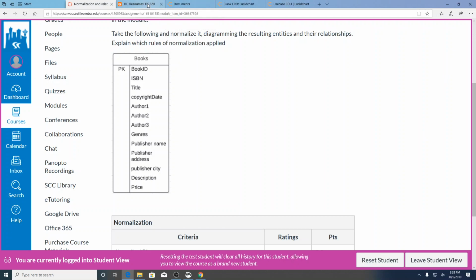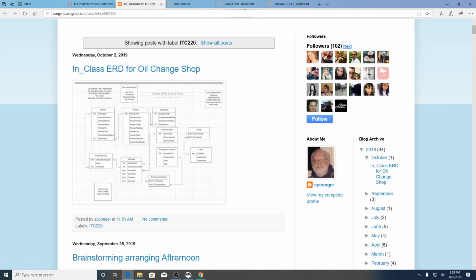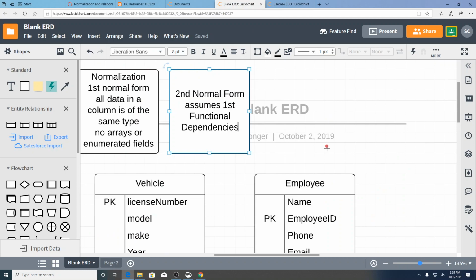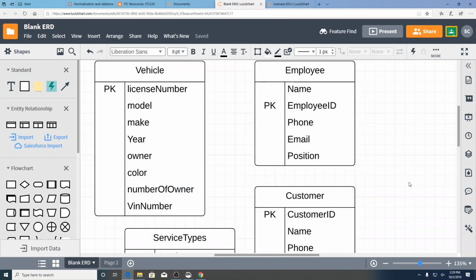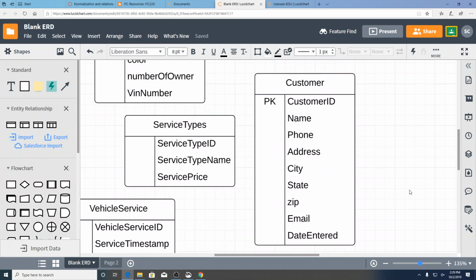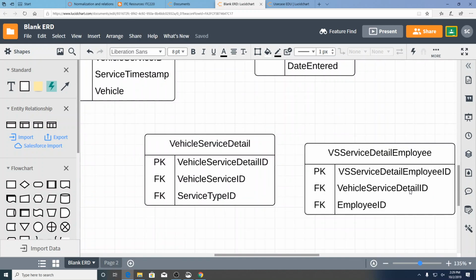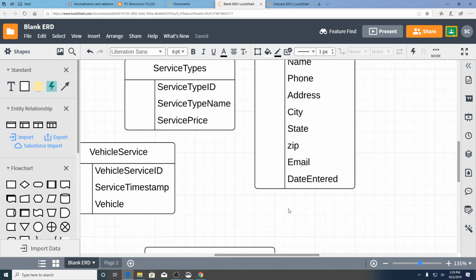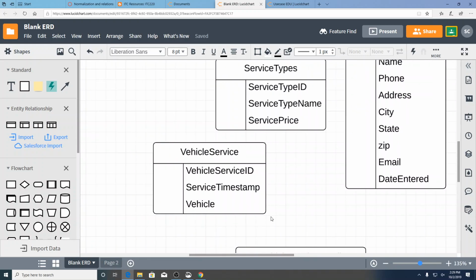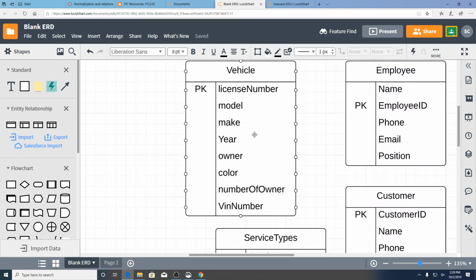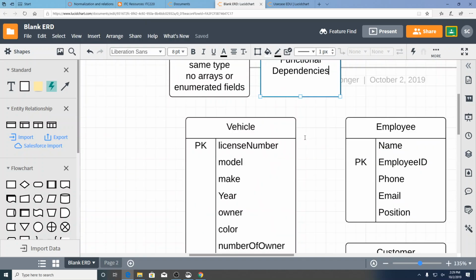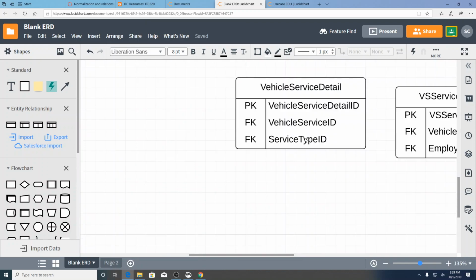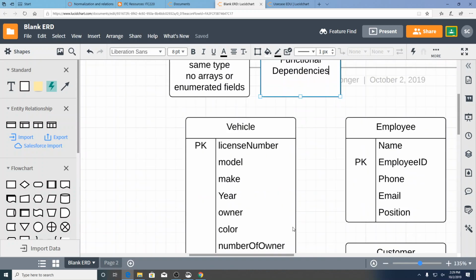So I'm going to go to our diagram. Do we have any places where we're listing things that don't belong? I don't know that we do. We've already broken out those things. We've got customer. There's nothing in customer that doesn't describe customer, really. There's nothing in service types. Let's see, vehicle. There's not really anything in vehicles that doesn't describe vehicles. So I think we're okay for second normal form there.